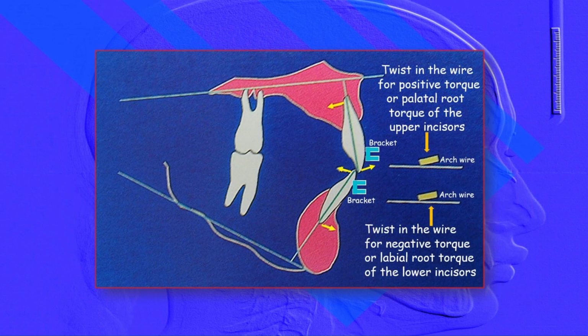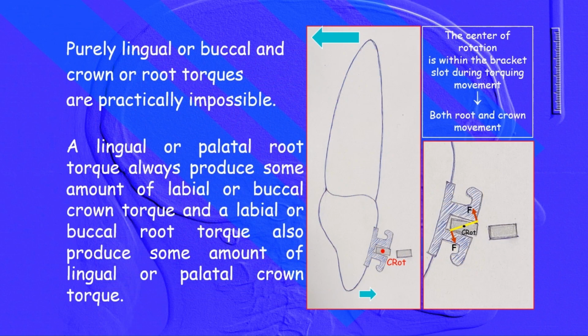Look at the picture in which appropriate twists in the maxillary and mandibular arch wires have been incorporated for desired torque in the incisors. The twist in the maxillary arch wire, as shown in the picture, will result mainly in palatal root movement of the maxillary incisors with very little labial crown movement. Similarly, the twist in the lower arch wire will result in mainly labial root movement with a little amount of lingual crown movement. Remember, during torquing movement, purely crown or root movements are practically impossible.